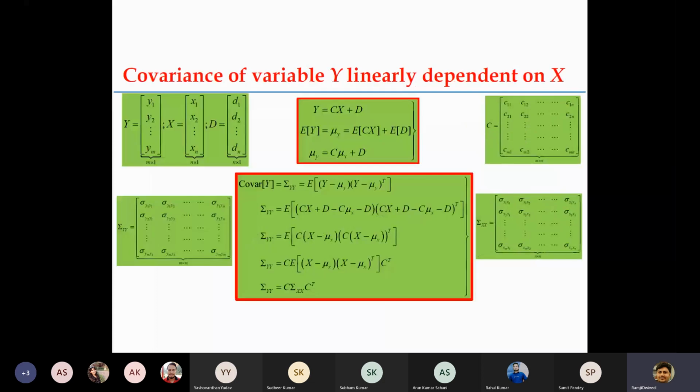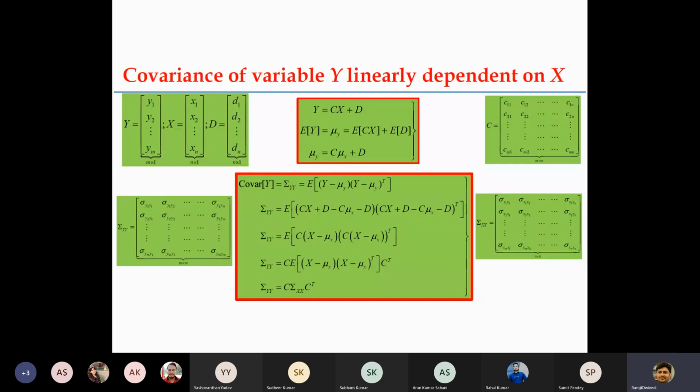Okay, coming back to the derivation, which you should focus on. So you have y as a vector, you have x as another vector, and you have d, which is the coefficients of constants maybe, or some variables, which you need not worry about. So the function is written as y is equal to cx plus d.